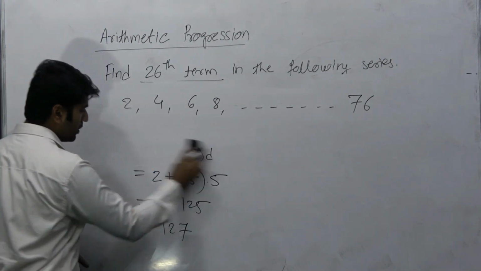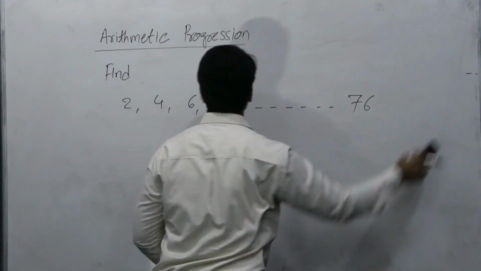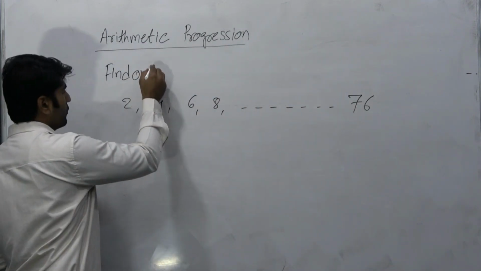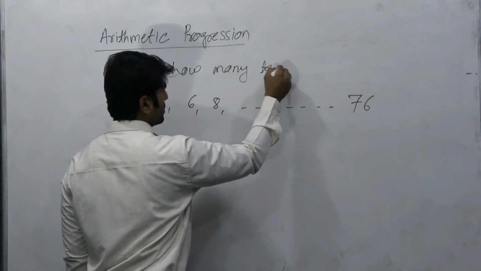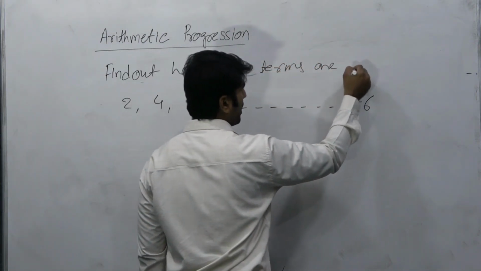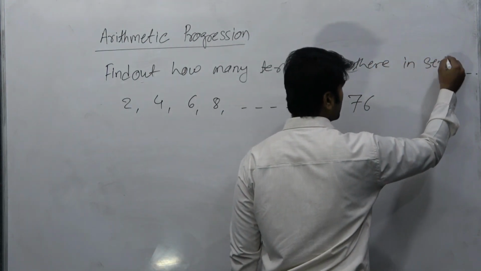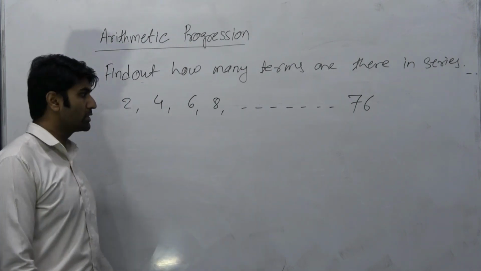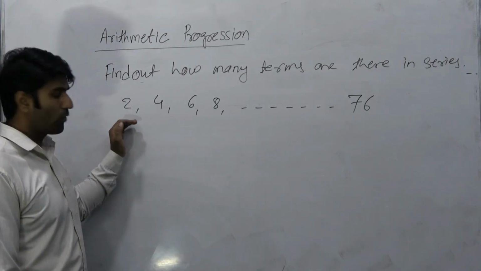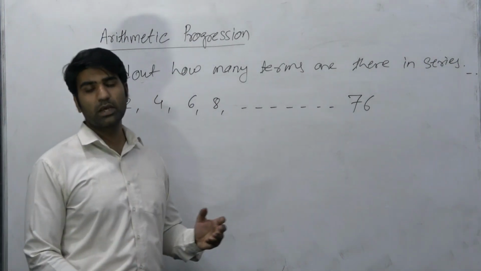So find out how many terms are there in the following series. How many terms are there in the following series? The series is given from 2 to 76 and we have to find out how many terms are there.